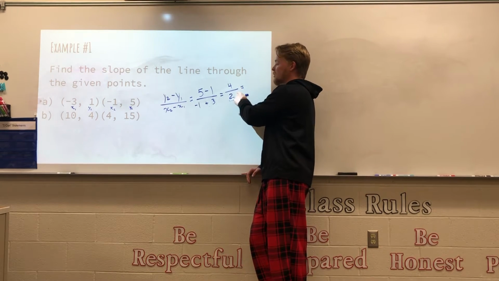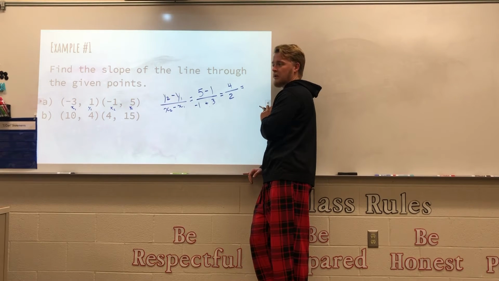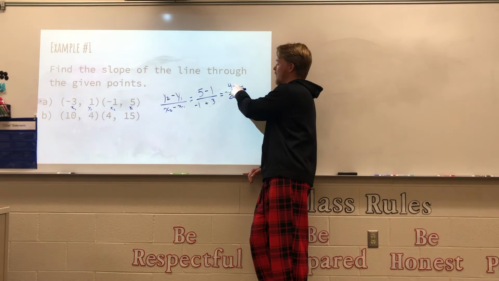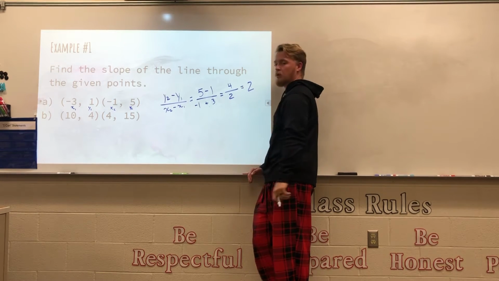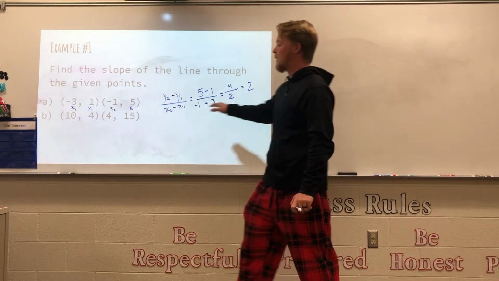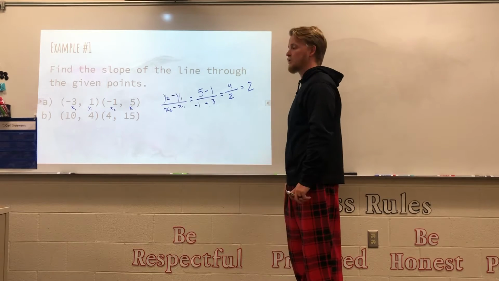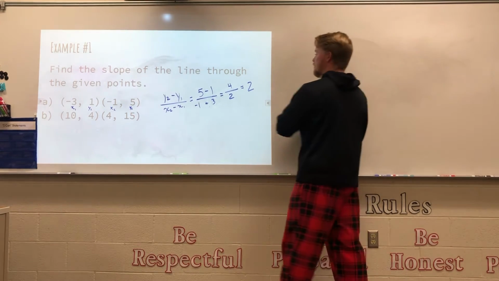So remember, you don't just leave it like that because this can be reduced. If it couldn't be reduced, yes, you would just leave it as an improper fraction. But since this can be reduced, 4 divided by 2 is 2. So that is your final answer. The slope of this line is 2. Okay, so that is what your answer would be for that slope. So let's try the second one.